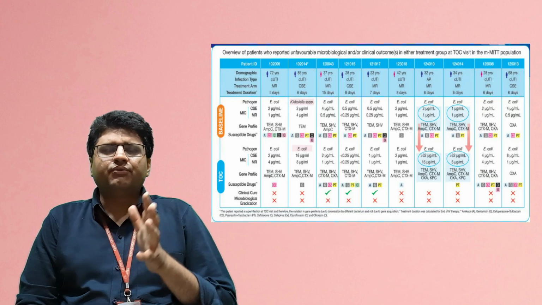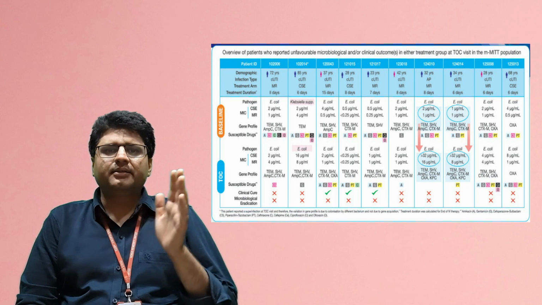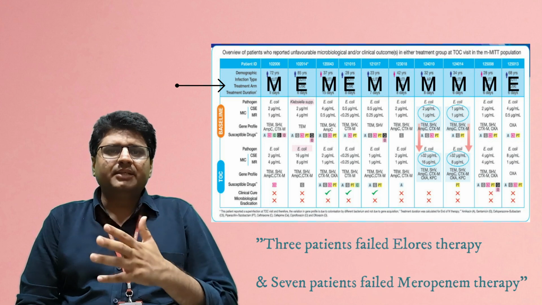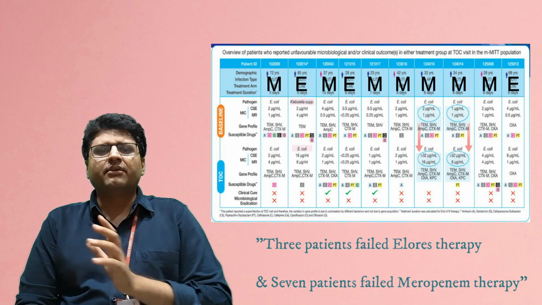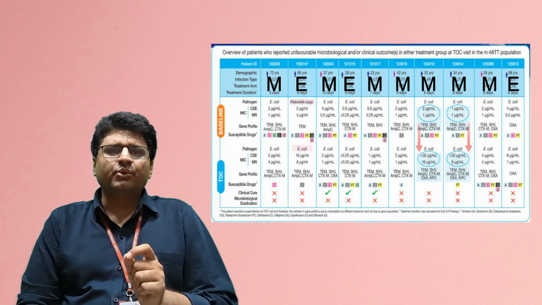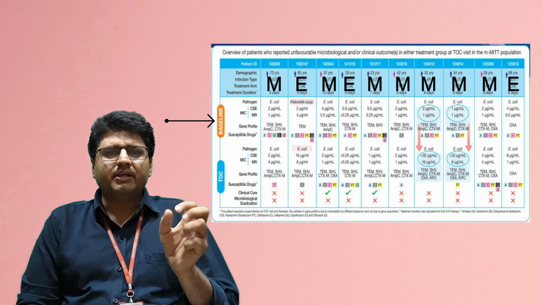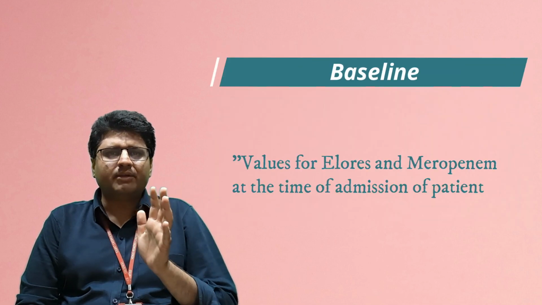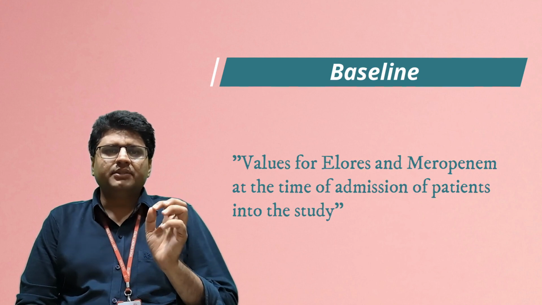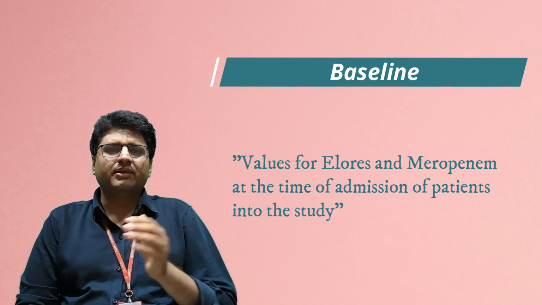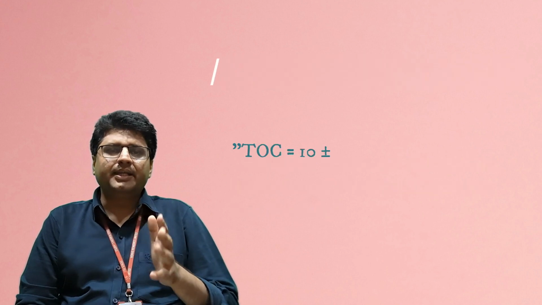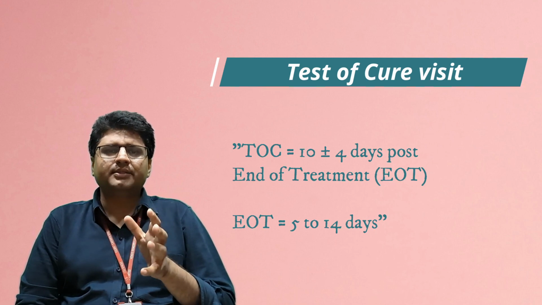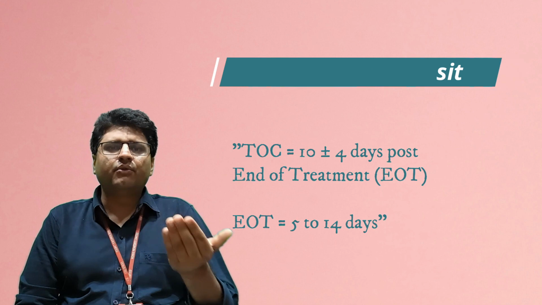This is the detail of all the patients who failed either Elores therapy or meropenem therapy. We can see here that 3 patients were from the Elores group and 7 from the meropenem group. We can also see different terms here like baseline values and test of cure. Baseline, we know, is the MIC values and genotypic profile, etc., taken from the initial sample when the patients were enrolled in the study. And TOC is test of cure, the period of 10 plus or minus 4 days, that is 6 to 14 days after end of treatment.